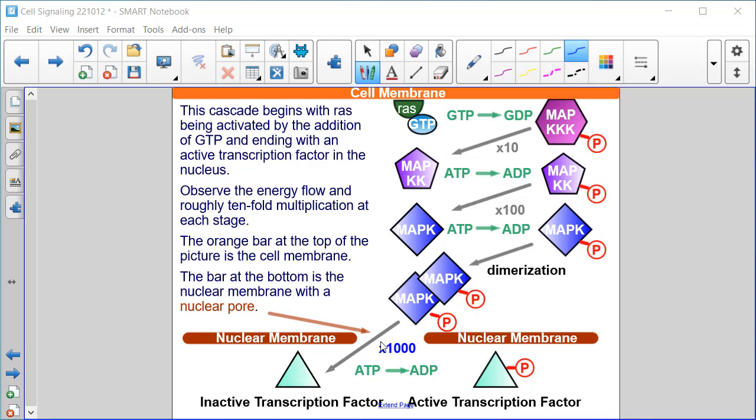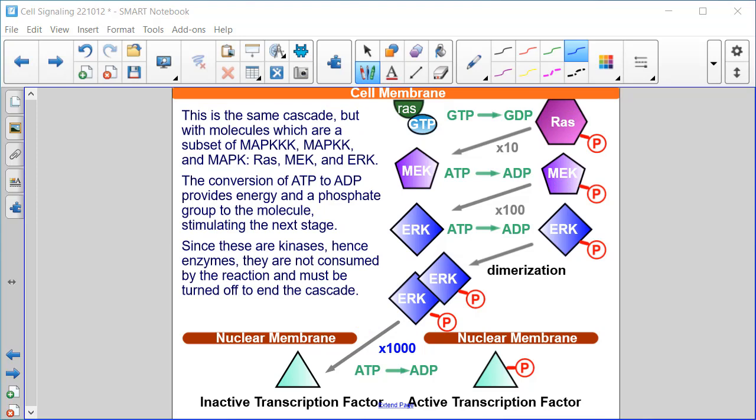And that passes into the nuclear membrane. We have an inactive transcription factor that once phosphorylated, again through an ATP to ADP conversion, is our active transcription factor. The orange bar at the top of the picture is the cell membrane. The bar at the bottom here is the nuclear membrane with a nuclear pore.